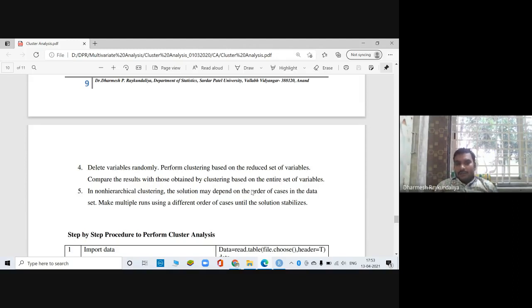In non-hierarchical clustering, the solution depends on the order of cases in the data. Make multiple runs using different orders of cases until the solution stabilizes.